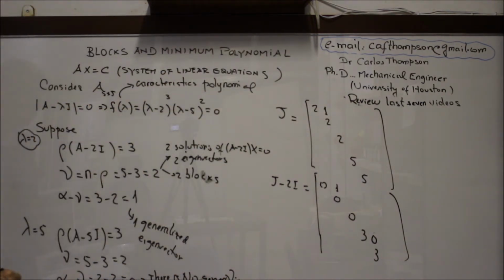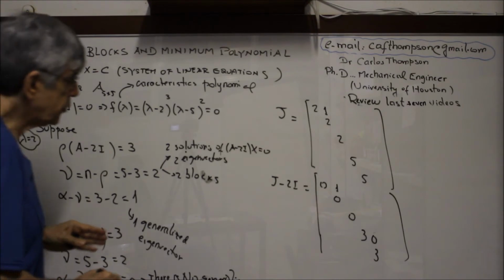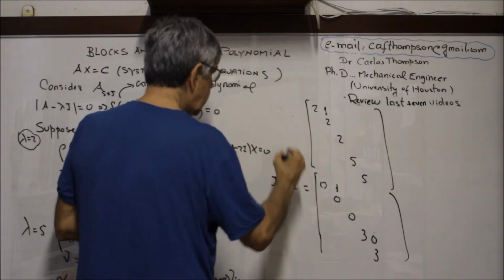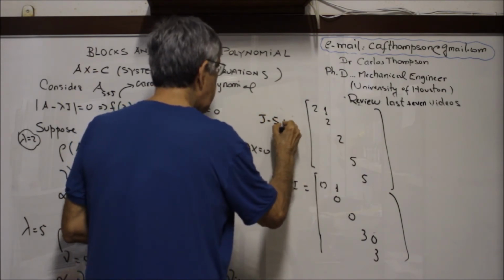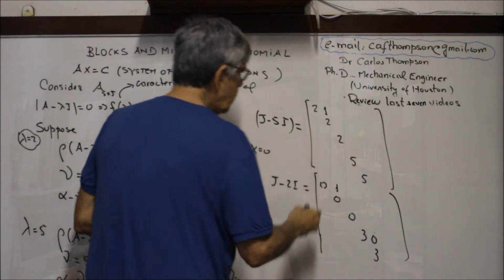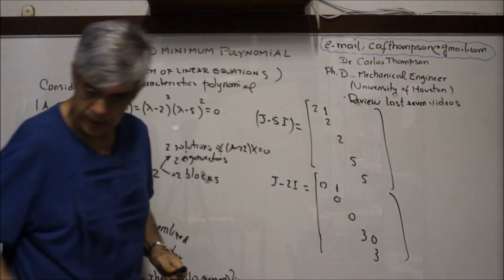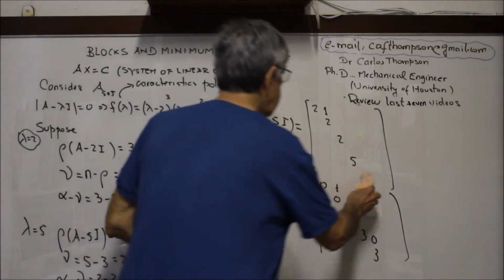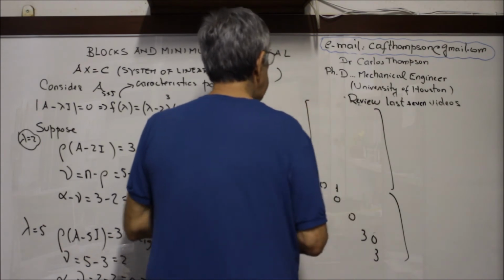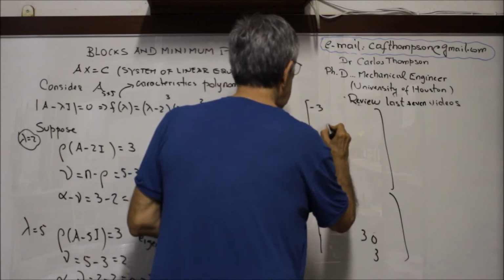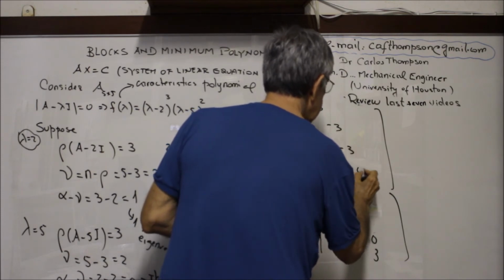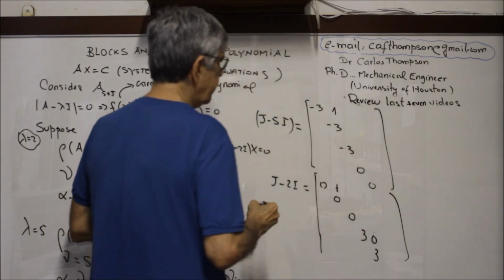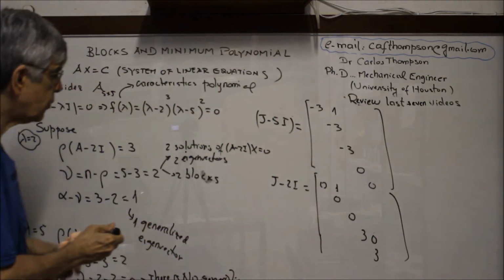Now J minus 2I, then I write here J minus 5I. This will be minus 3, and here will be 0. Now here will be minus 3, minus 3, minus 3, 0, and 0. Now, this is my 1 over here. Now let's do as follows.